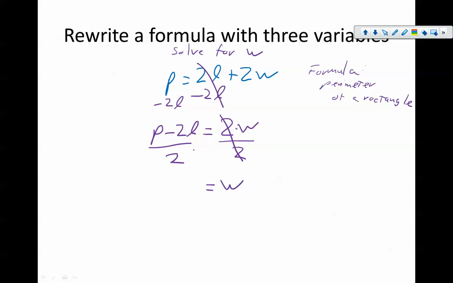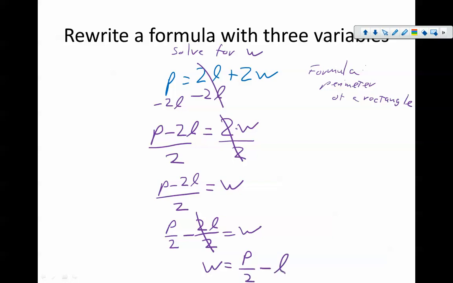On the left-hand side, now there's 2 ways you can report this answer. You can report it as the whole thing divided by 2 and just do it like this. This is sometimes an appropriate answer. The other way to do this is to recognize that the 2 is dividing both of these terms. So it's P over 2 minus 2L over 2 equals W. And then finally, we can do this last bit of simplification. 2 divided by 2 cancels. So final answer would be W equals P over 2 minus L.